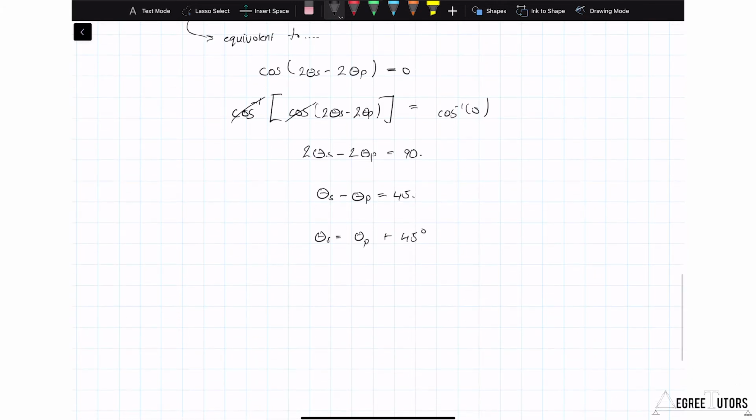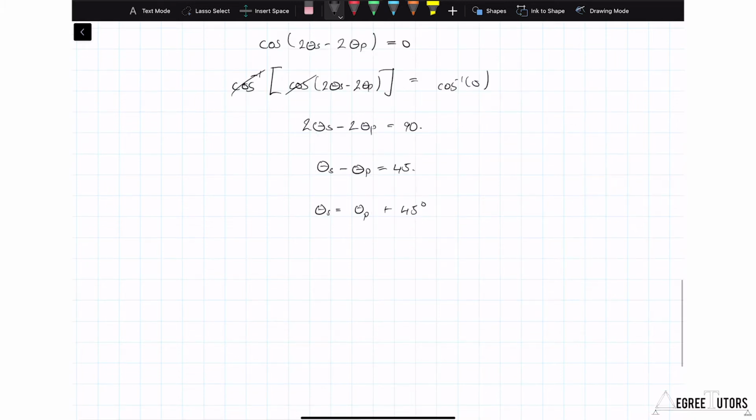Okay, we're nearly there, right? So what's that saying? There's a relationship here between theta s and theta p, and ultimately it's saying that the angle of the planes in which the maximum positive and negative shear stress occur are orientated at 45 degrees to the principal planes. And remember that there's actually two values of theta s 90 degrees apart. So what we could actually say is theta s is equal to theta p plus or minus 45 degrees. That's where we were trying to drive to here.